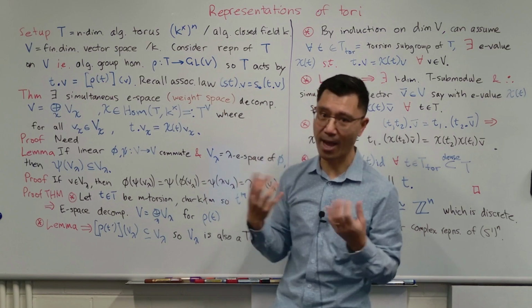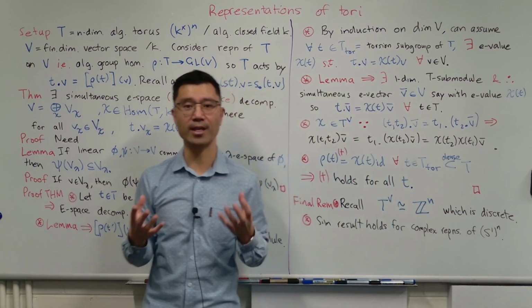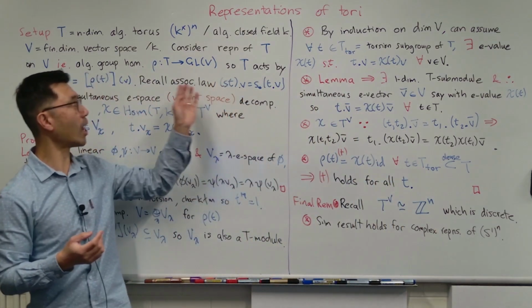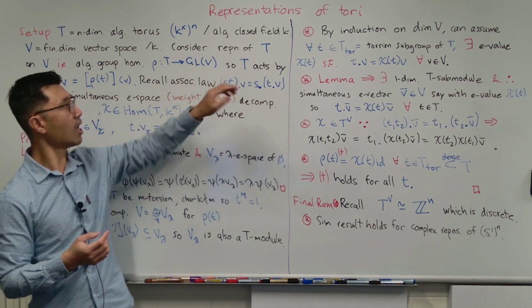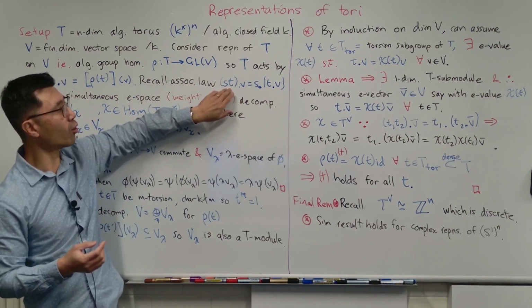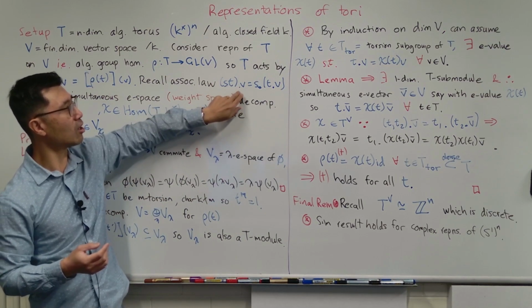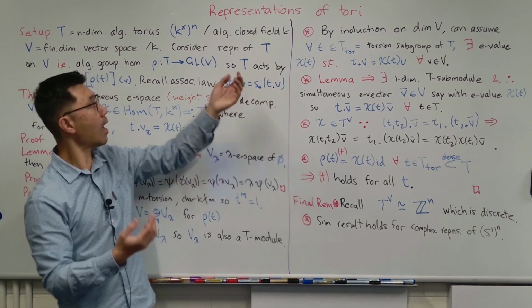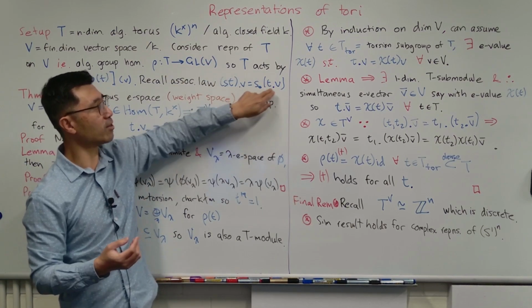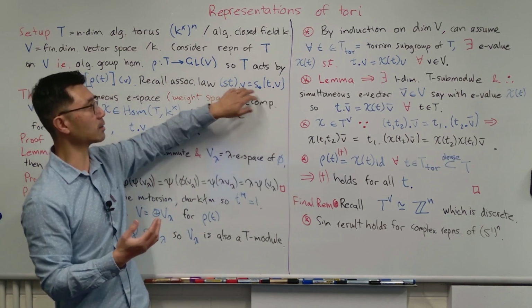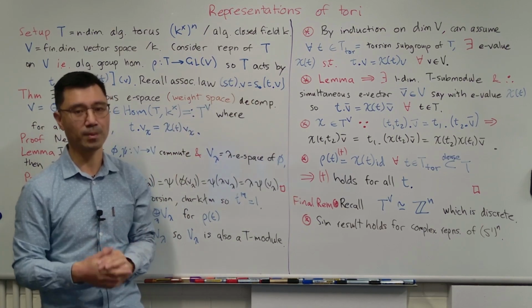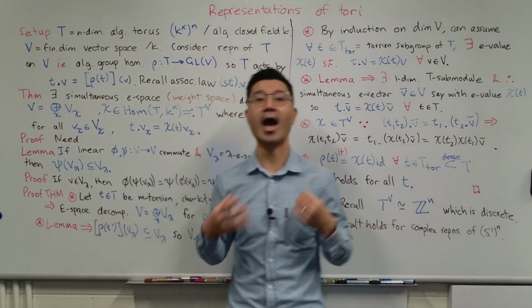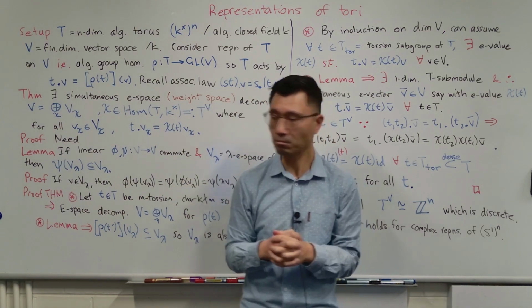Remember, it's an action. In what sense? You have the usual associativity law. If you let a product of two torus elements S and T act on V, that's the same as if you let T act on V to get a new vector, and then S act on that new vector to get another vector. So you have this associativity law, and that's in what sense that T acts on this V.